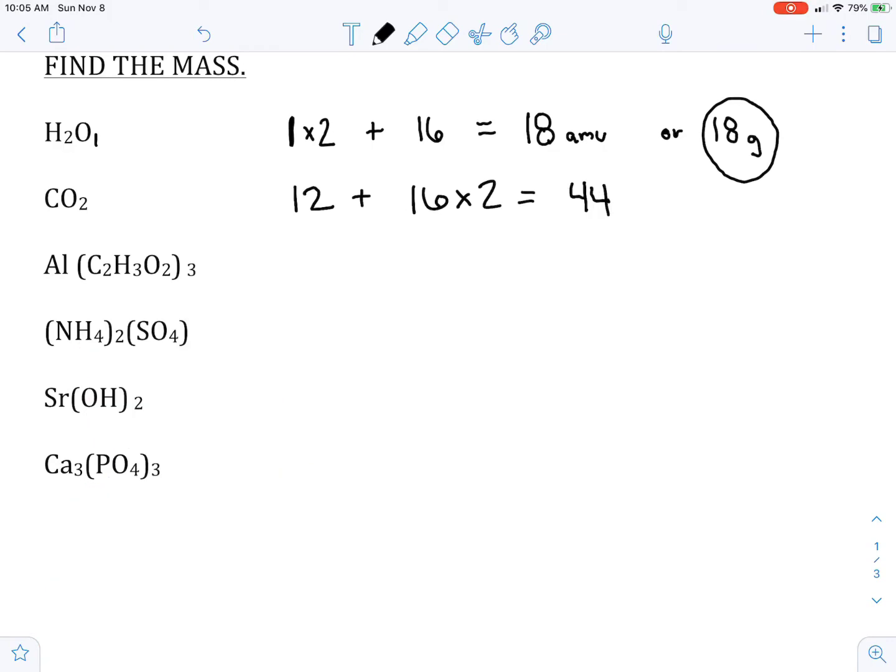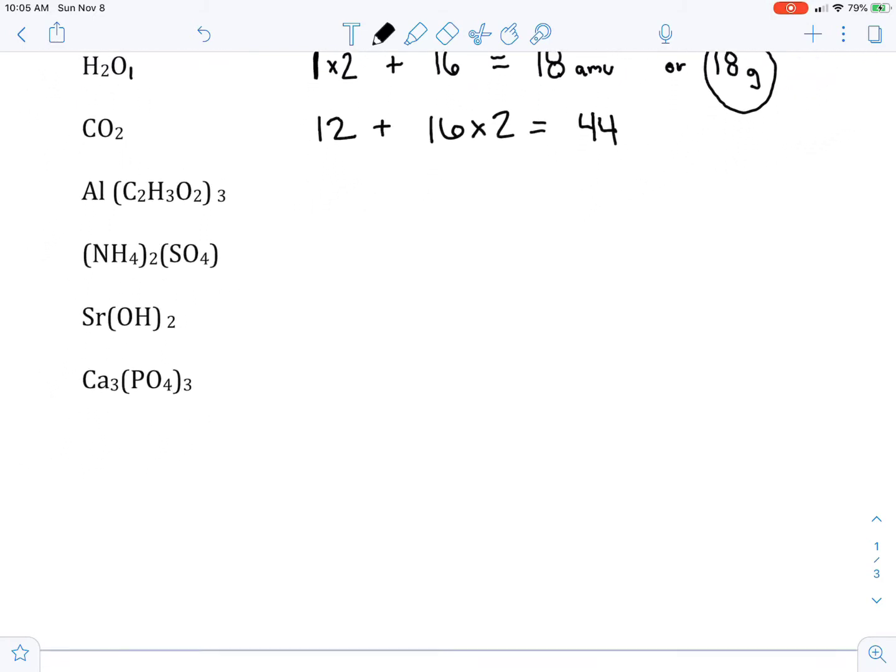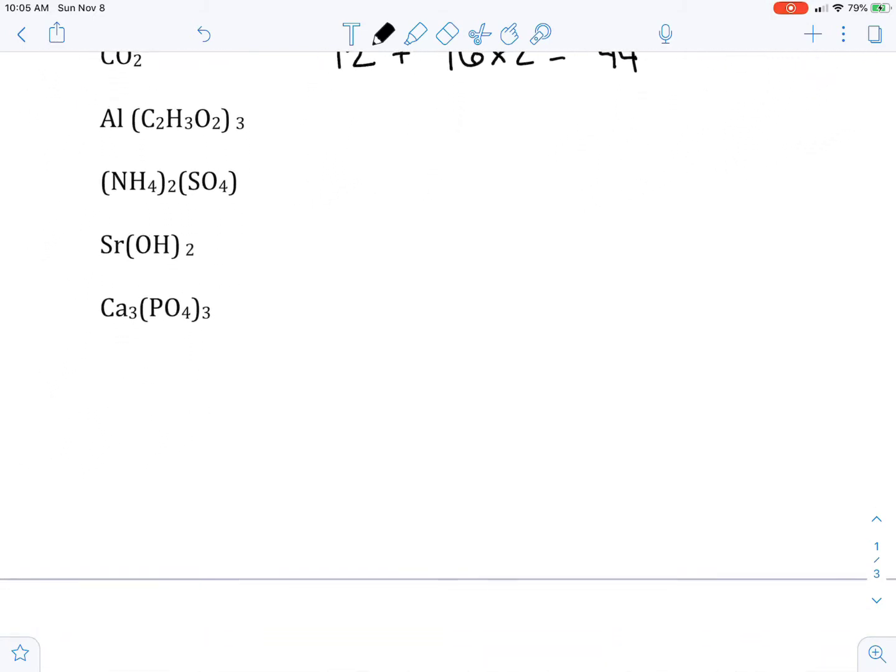Okay, we're not going to worry about writing those units on there right now. We're just going to do this. Ooh, look at this one. This is a good one. Okay, now I have my table here in my room.